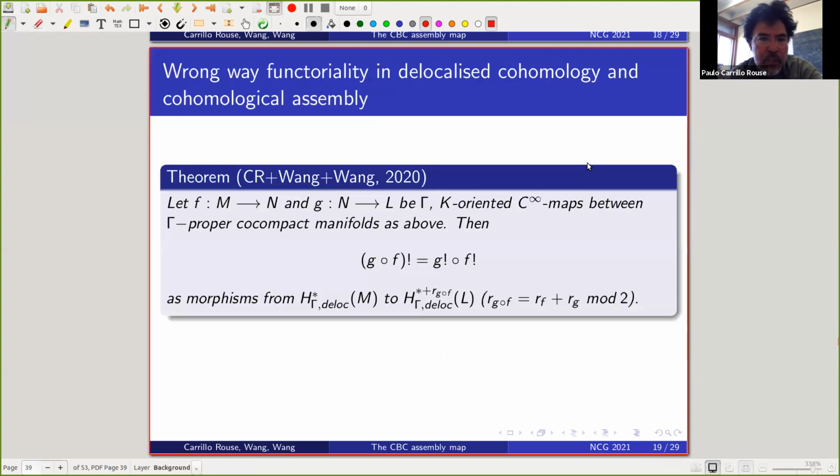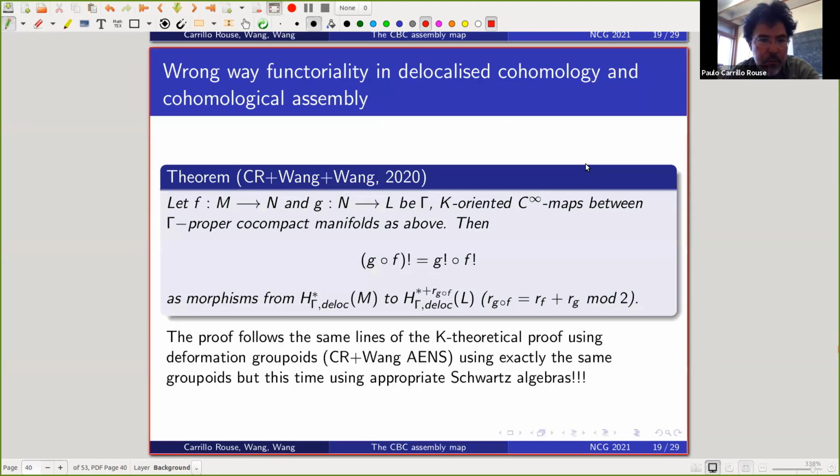One other thing we can show using the K-theory model is that these push forward maps are functorial. So essentially the proof follows the same lines as the K-theoretical proof, using exactly the same deformation groupoids, but the subtlety, which is not trivial at all, is to use appropriate Schwartz type algebras. So this is a big subtlety, but it can be done.